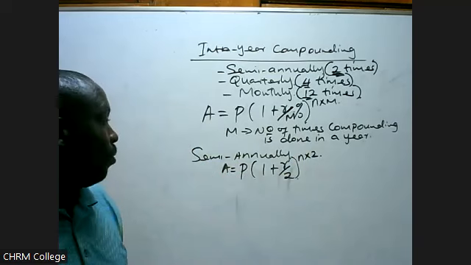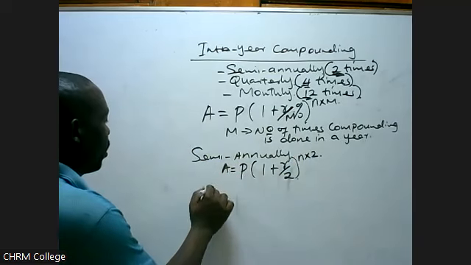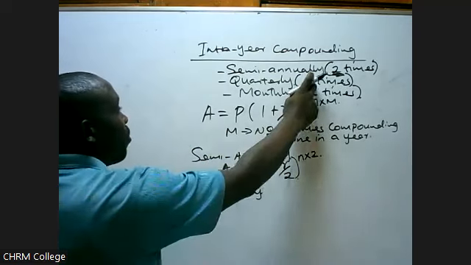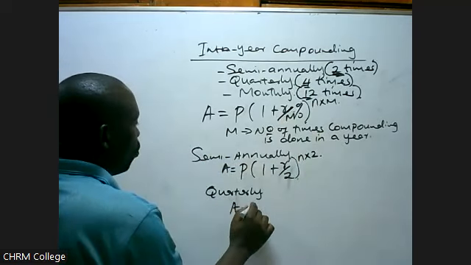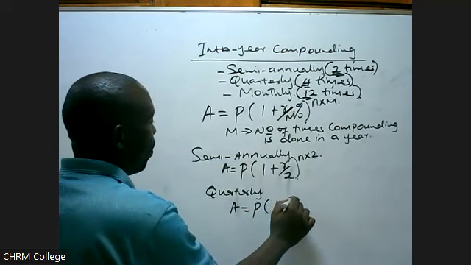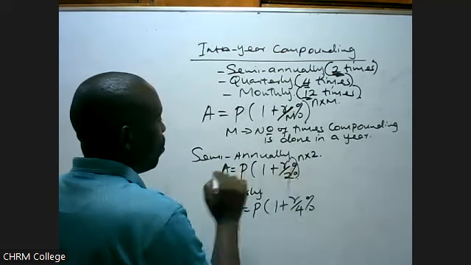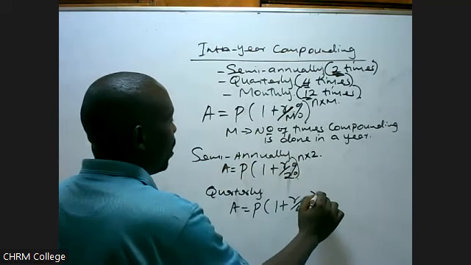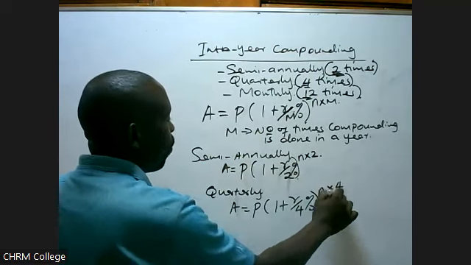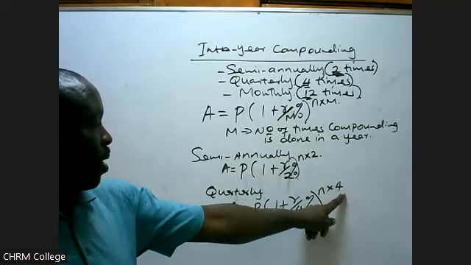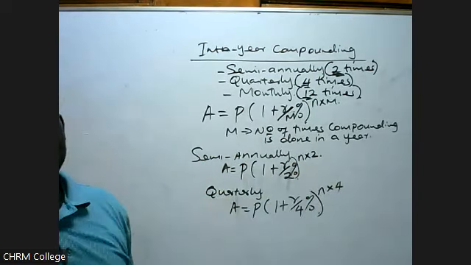If it is quarterly, our M is 4. So amount will be equal to P into 1 plus the rate we divide by 4. And don't forget it should remain a percentage. And then the N we multiply by 4. You divide by 4, you multiply by 4. You divide by 2, you multiply by 2.